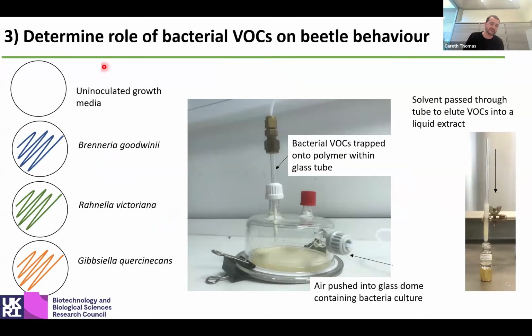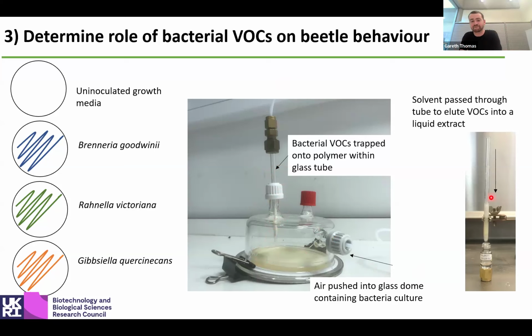What we'll see on the left-hand side of your screens is the treatments that we had. We have an uninoculated growth media as a control, and then the 3 bacterial species, Brenneria goodwinii, Rahnella victoriana, and Gibbsiella quercinecans, which are the disease-causing pathogens of oak decline. We then confine them in this glass vessel here and collect the volatiles from it. This system pushes charcoal purified air over the top of the bacterial cultures. You can see here we've got a glass tube, and within this glass tube, we've got an adsorbent polymer called Porapak. Air is then drawn out of the chamber, and all of the volatiles that the bacteria are making get stuck onto this polymer.